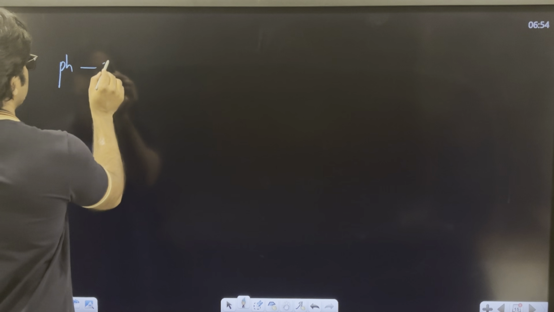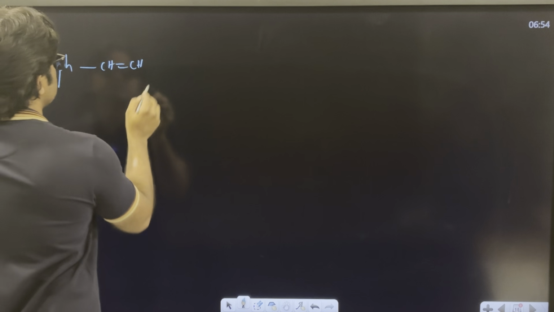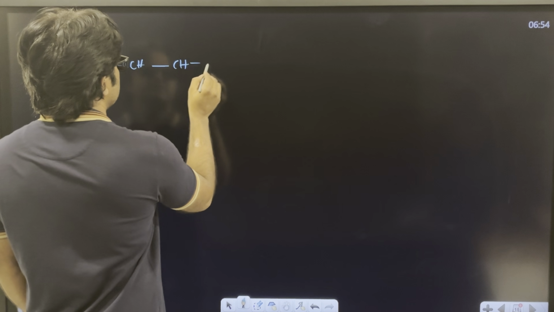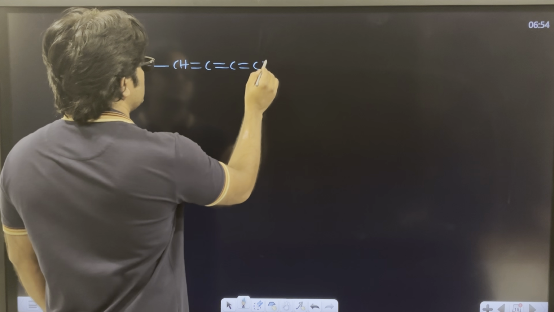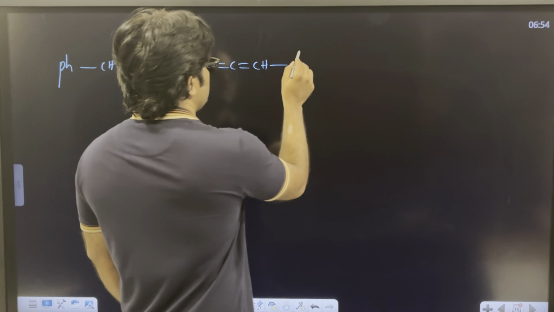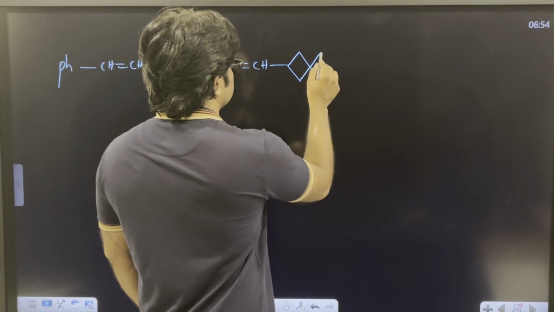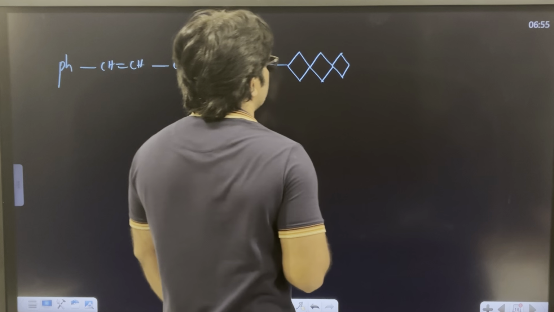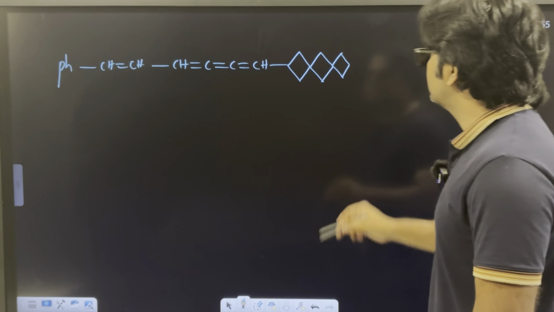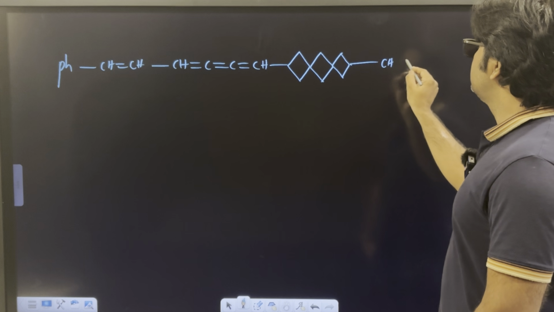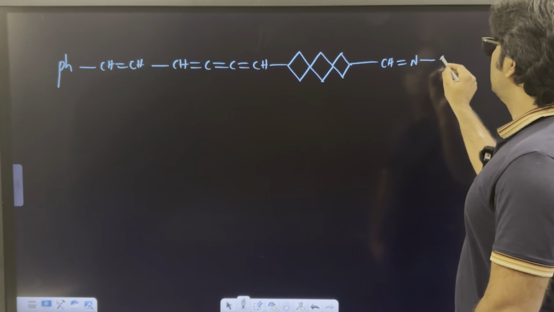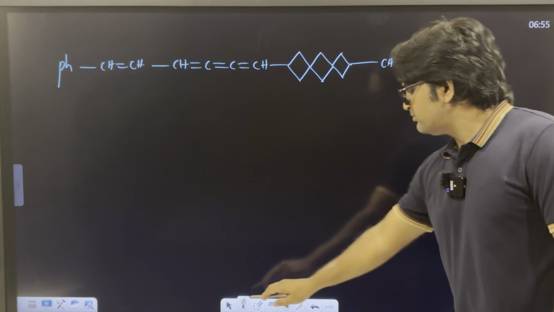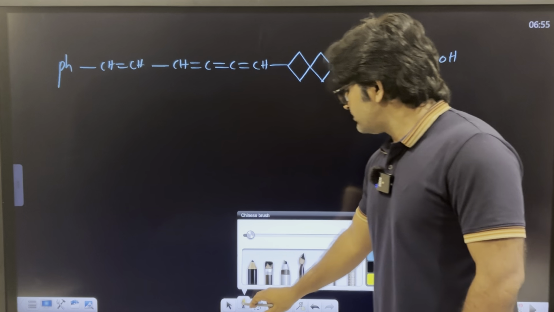Calculate the total number of geometrical isomers. Phenyl, CH double bond CH. Next one, CH double bond C double bond CH. Okay, and here they are giving an odd spiro compound. Next one, something like C double bond N OH. What is the total number of geometrical isomers of this compound?